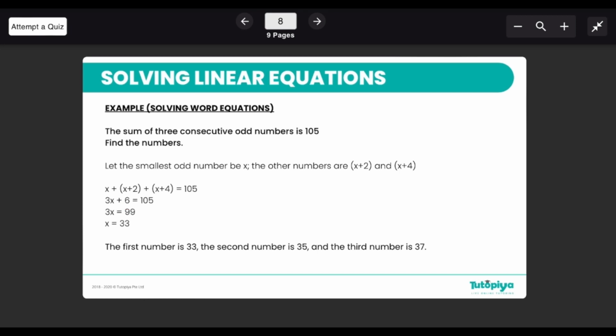You then can move the 6 to the right hand side to give 99, and divide by 3 to give x is 33. So that means the first odd number we consider is 33, and we want to write down the other two odd numbers, which are going to be x plus 2 and x plus 4. So that is 35 and 37 respectively. So that brings us to the end of the lesson. Let's do some questions now.